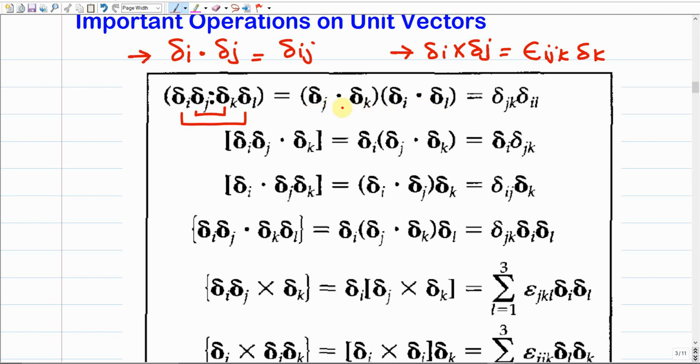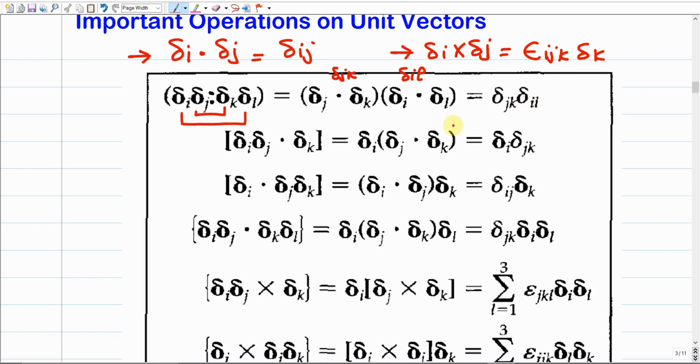We said that this is going to give us a canonical delta, which is delta jk, because we are using delta j dot delta k. So this gives us the delta jk automatically. How about this term? This is going to give us the delta il. So we're going to end up at the end with delta jk delta il, and this is like the multiplication of two canonical deltas. Make sense?